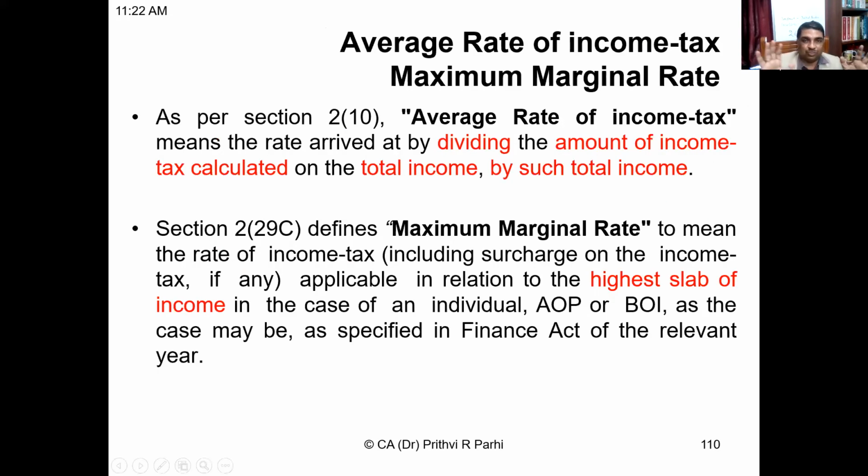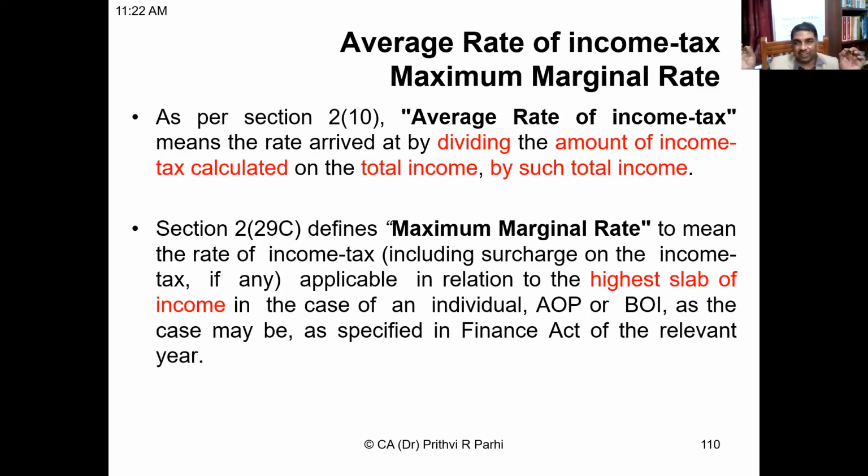Now, two more concepts we'll be learning. That is, what is this average rate of income tax and what is this marginal rate? If you read income tax law, sometimes in various sections you may come across these terms. Average rate of income tax. What does it mean? It is defined under section 2 clause 10. It means the rate arrived at by dividing the amount of income tax calculated on total income by total income.